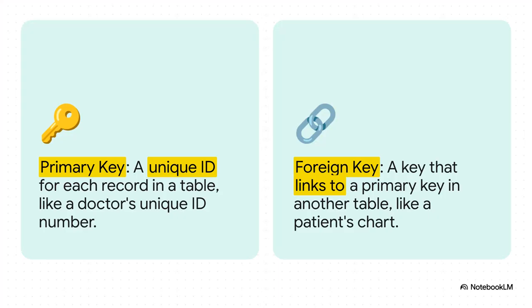We do this with two special kinds of keys. First up is the primary key. The easiest way to think about this is like a doctor's unique ID number. There's only one for that specific doctor. Then you have a foreign key. This is like putting that doctor's ID number onto a patient's chart. The chart doesn't have all the doctor's info. It just has a little pointer, a direct link to the right doctor.